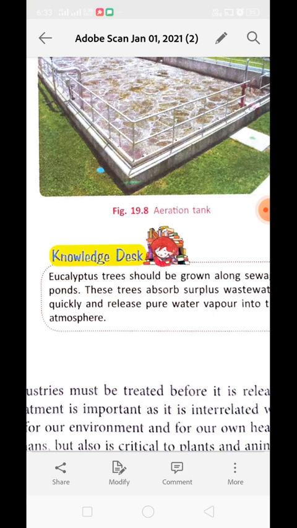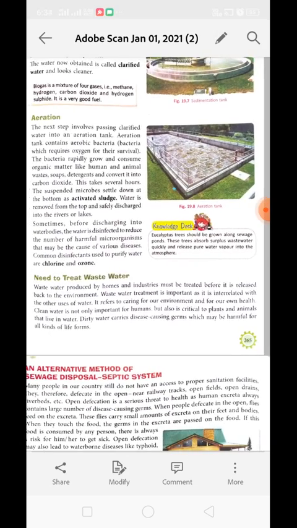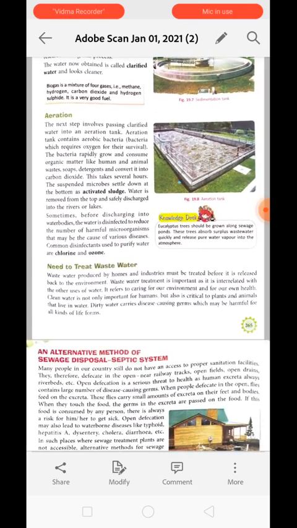Now next is the need to treat wastewater. Why do we need to treat the wastewater? We have talked about the treatment of wastewater. How are we going to do it? We have passed the wastewater through screening, then the grit tank, then the sedimentation tank, then the aeration tank. Then after this we disinfect the water.